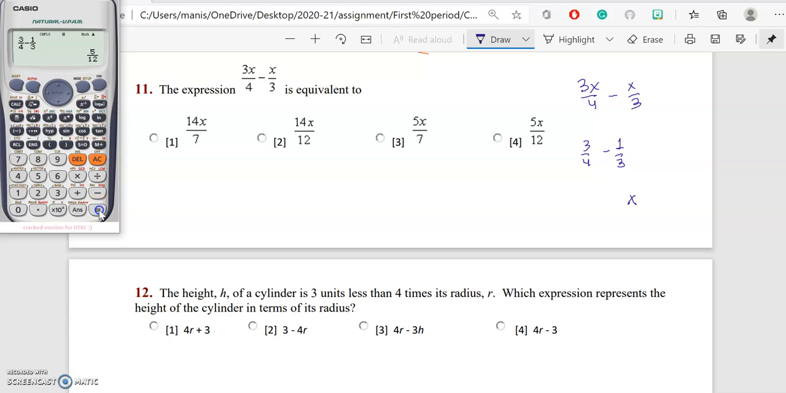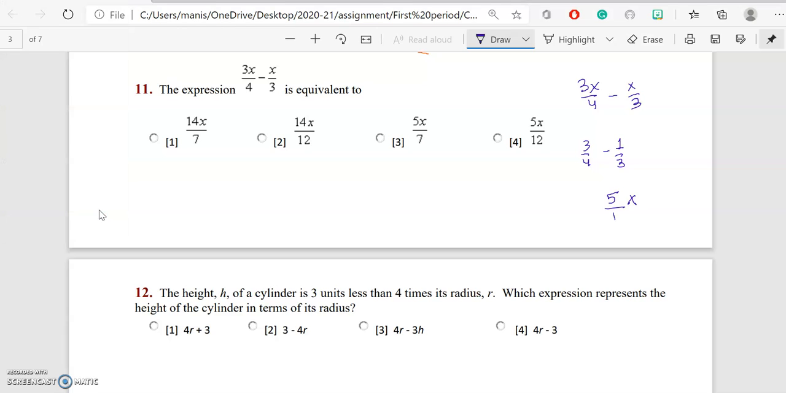So when I do this, my answer is 5 over 12. As I mentioned, you just put x over here. So this is my answer. Do you see any answer choice which looks like this? No, no, no, yes. This answer choice is the correct answer for this question.